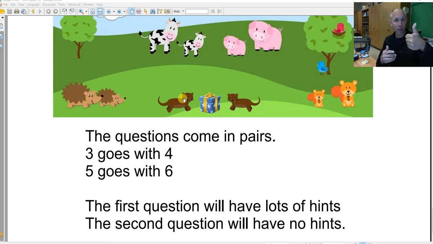So that's the first problem. Then the next problem right after it will be a very similar type of problem, but with no hints. So they work together. The first question is there to help you and kind of teach you, and then the second question is there to see if you actually figured out how to do it. Good? That's it, I think.